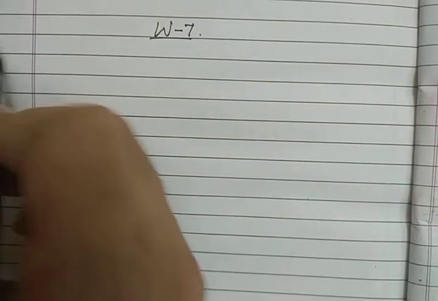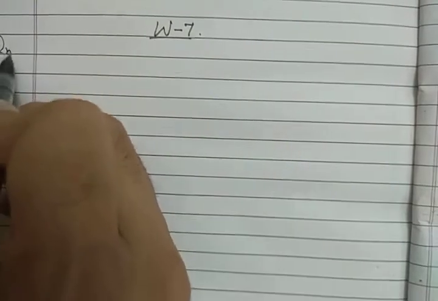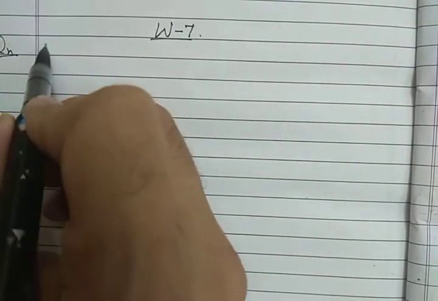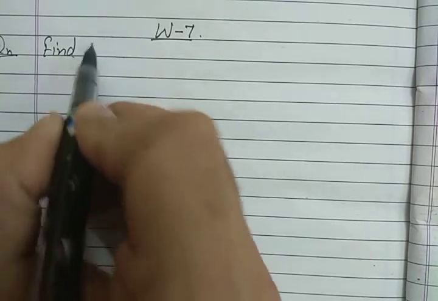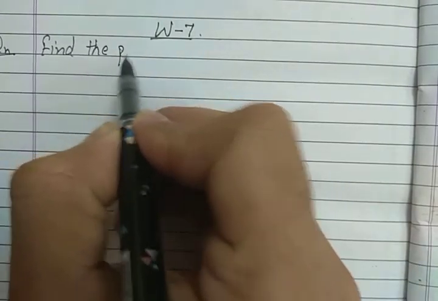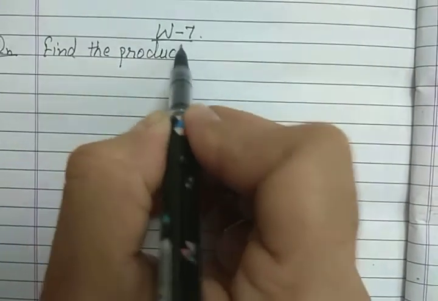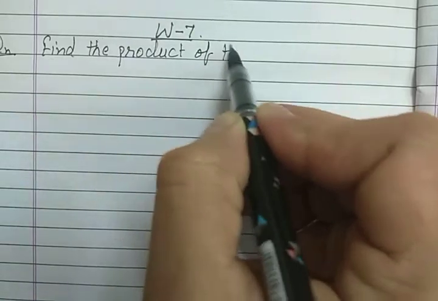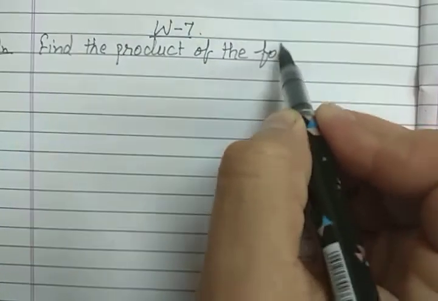Now we have worksheet number 7 based on it. Here in worksheet 7 we have to multiply 3-digit numbers by 2-digit numbers. Now the question is, find the product of the following.